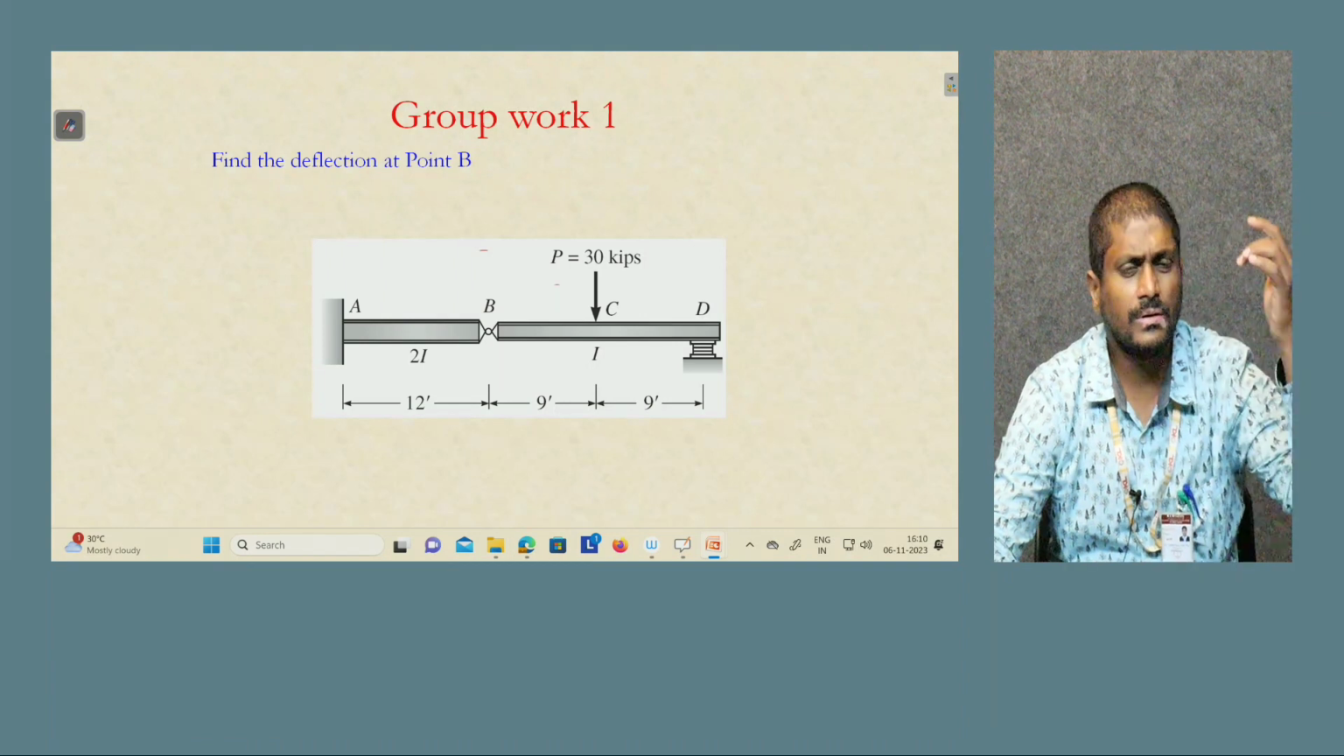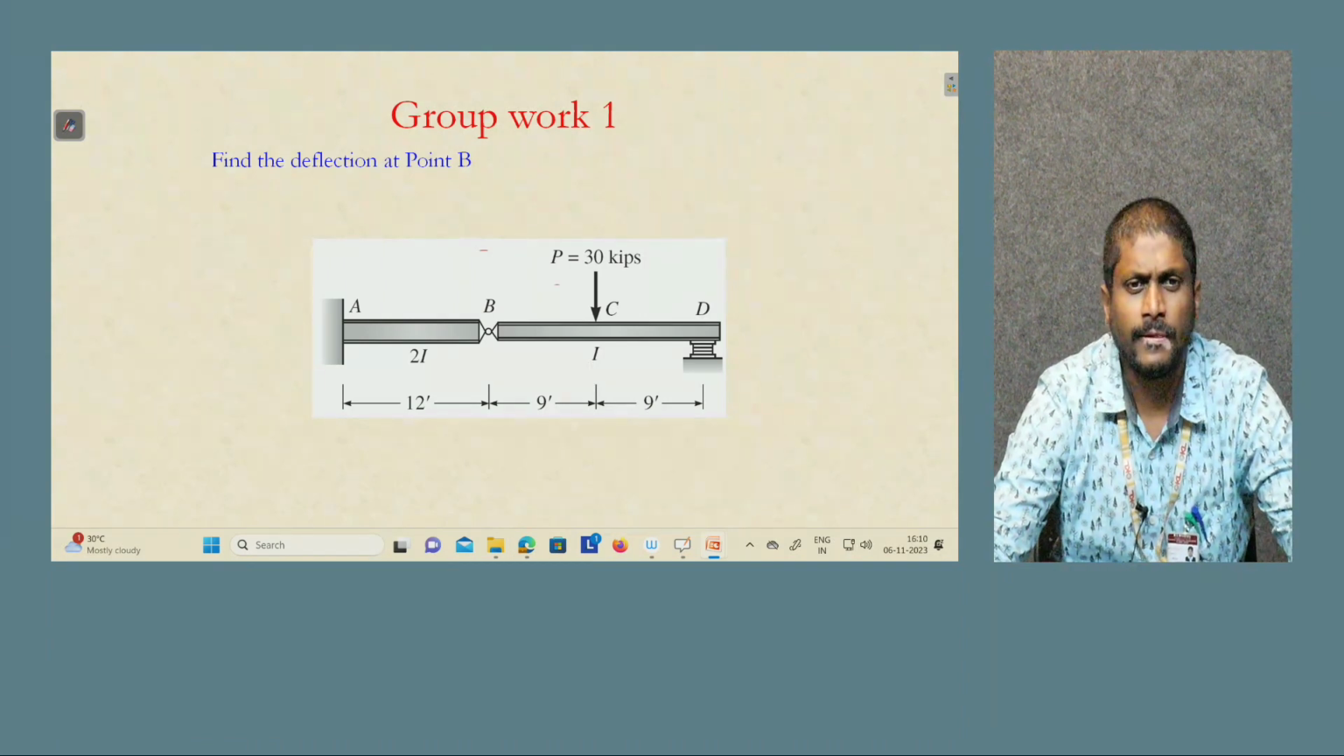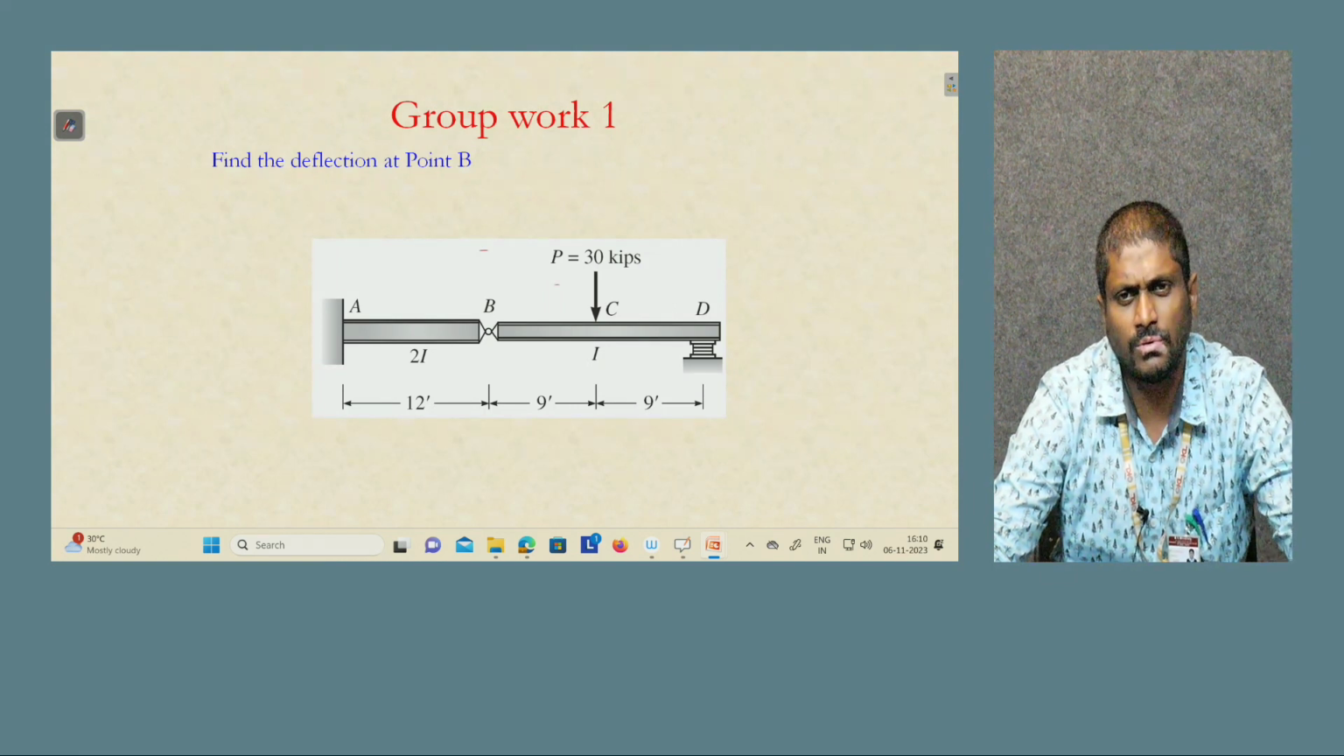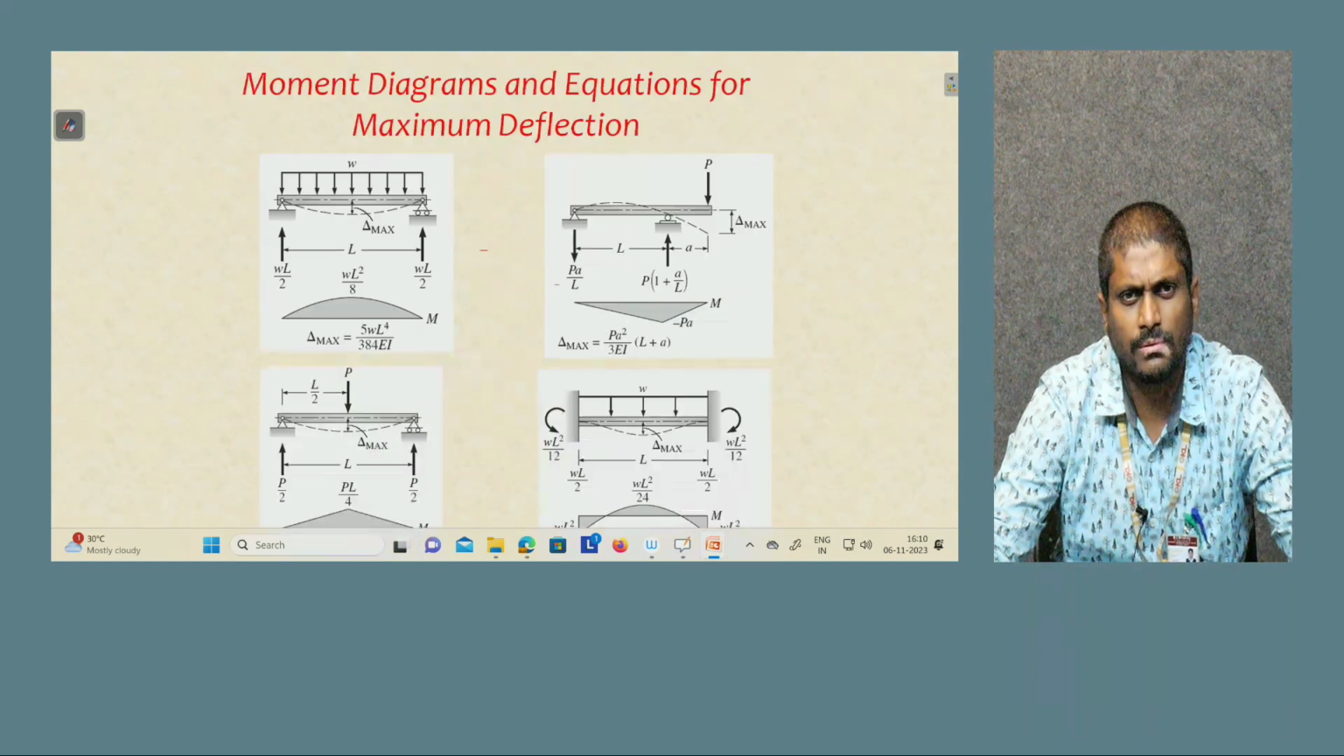Then there is one more problem having a fixed support and an internal hinge, as well as a load being applied, and at the end one normal hinge. So how to proceed with this problem can also be seen. Then there are moment diagrams and equations for maximum deflection.